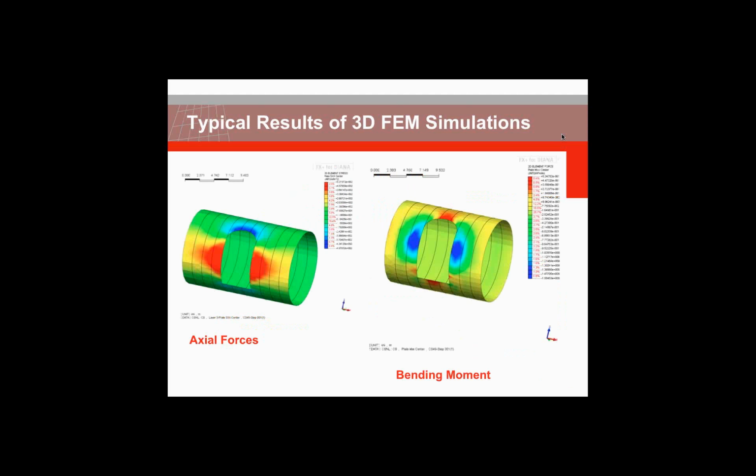Here you can see a typical result of 3D FEM simulation for a penetration of a long adit into the lining. As you can see in this simulation, three segments are removed. And then afterwards, induced axial forces and bending moments are used for design check.